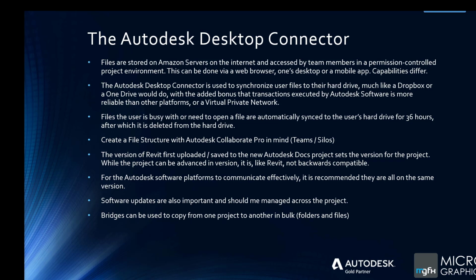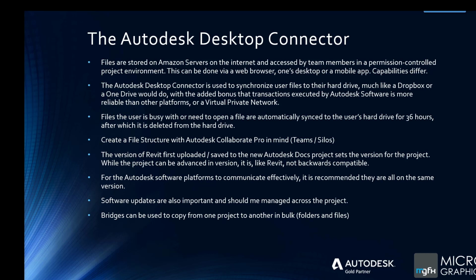The Autodesk Desktop Connector, you can think of it like a Dropbox or a OneDrive, which synchronizes files off the cloud onto your computer. But there are some issues to note here. Firstly, the files are stored on an Amazon server, on the internet, and accessed by team members in a permission-controlled project environment. So you can say who needs access to which files, and then you don't get people modifying other people's files when they shouldn't be. So we can still silo our design teams.